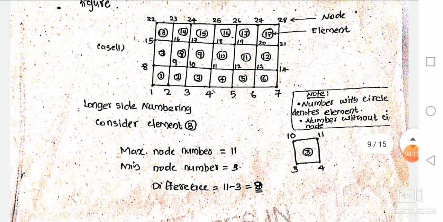We consider element 3. Element 3 consists of the node numbers 3, 4, 11 and 10. So the maximum node number is 11 and the minimum node number is 3. Our condition is maximum minus minimum node number is equal to minimum. So maximum node number 11 minus 3 equals 8. From longer side numbering we get the difference is 8.